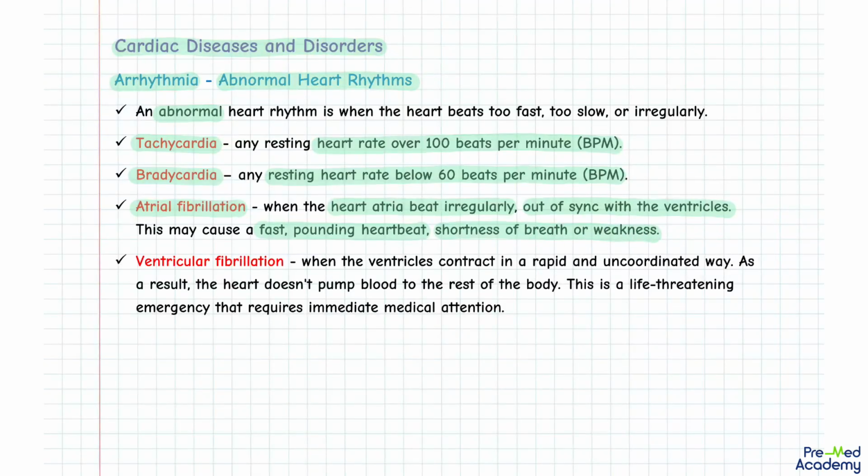A much more serious condition is ventricular fibrillation, in which the ventricles contract in a very rapid and uncoordinated manner. As a result, the heart doesn't pump blood to the rest of the body. This is a life-threatening emergency that requires immediate medical attention. Ventricular fibrillation is the most common cause of sudden cardiac death.